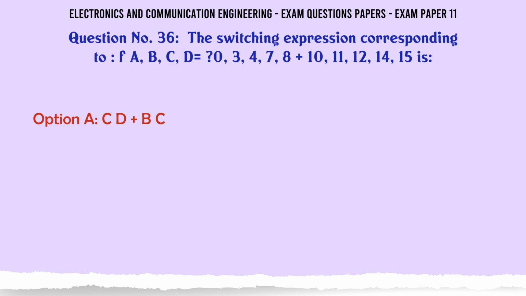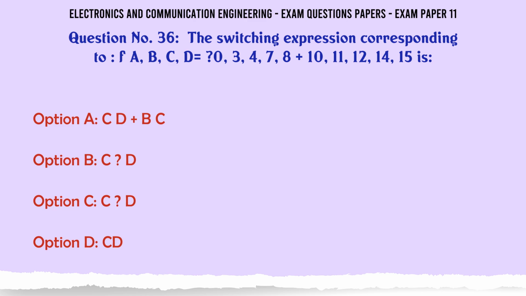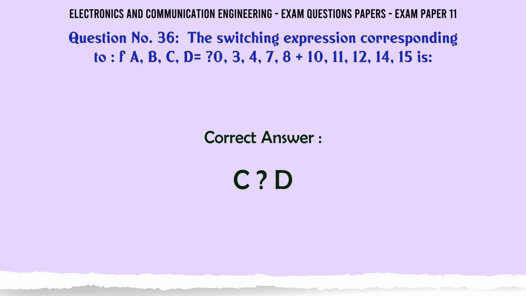The switching expression corresponding to F(A, B, C, D) = Σ(0, 3, 7, 11, 15) is: A, ACD + BC; B, BCD; C, CCD; D, CD. The correct answer is CD.